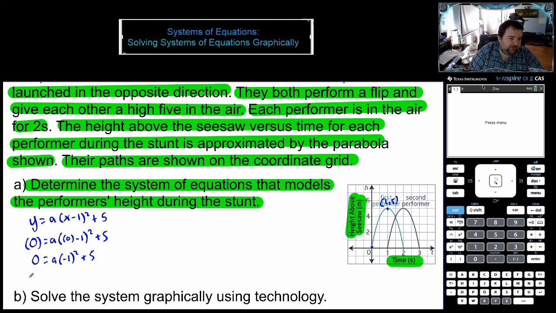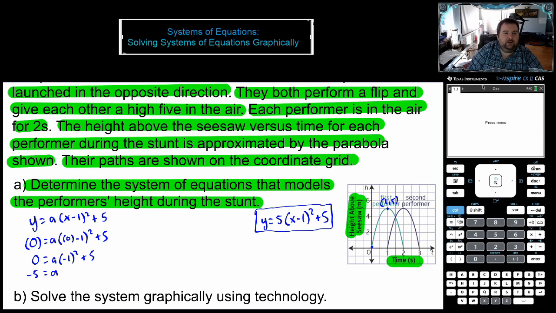All right, let's move this 5 over. So we're going to have negative 5 equals a, I subtracted 5 from both sides. Negative 1 squared is 1. 1 times a is a. So a is negative 5. All right, now we can plug that back into our equation up here. So our first equation is going to be, we'll write that here. Our first equation is going to be y equals negative 5(x minus 1) squared plus 5. Let's go ahead and box that, because that's our first equation.